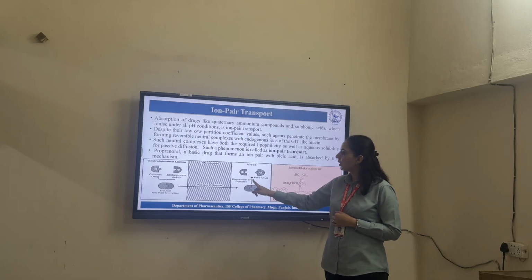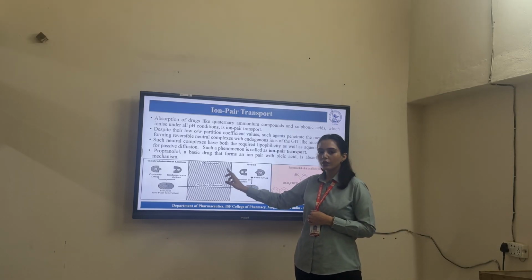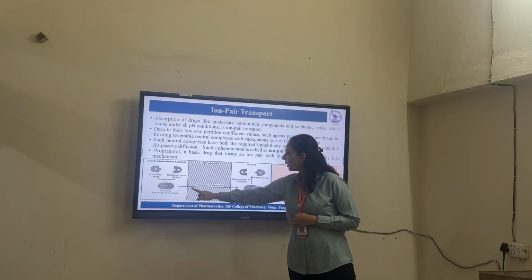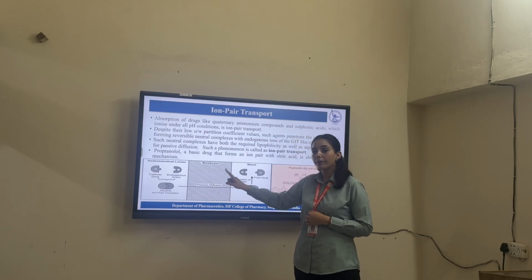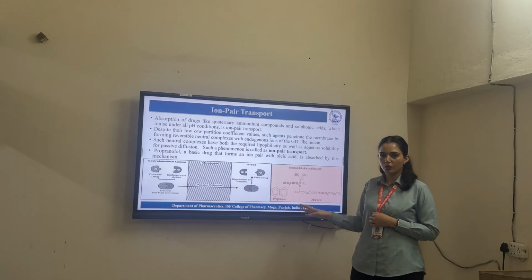This is clearly shown in the diagram, that the cationic drug can form a complex with the endogenous anion and form a neutral complex, travel passively through the membrane, and dissociate in the systemic circulation.